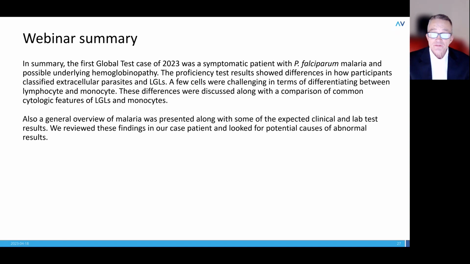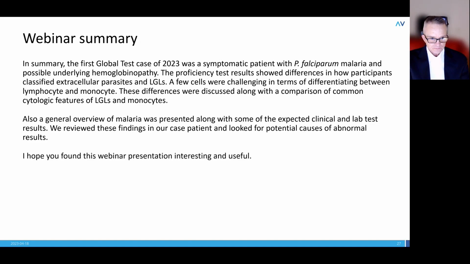We also had a general review of malaria, a quick review, and we looked at some of the expected clinical and lab test results and reviewed these findings in our patient and looked for potential causes for the abnormal results.